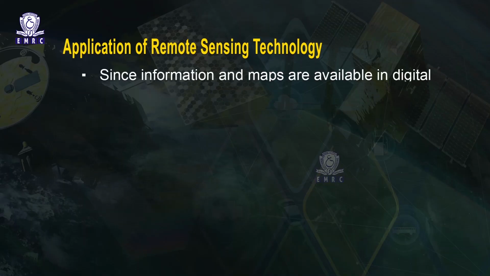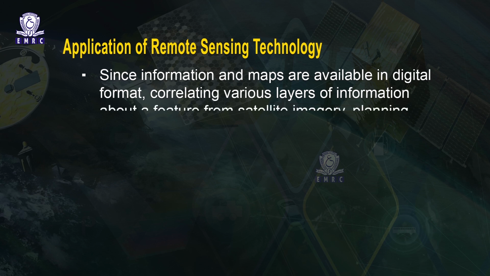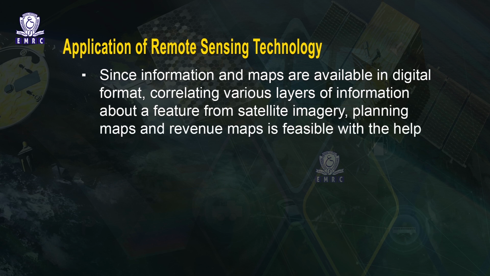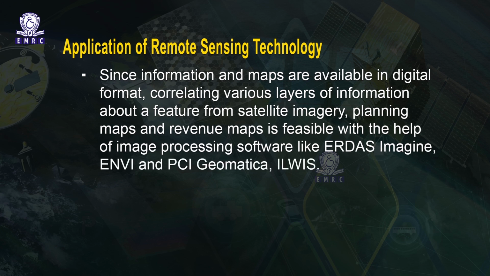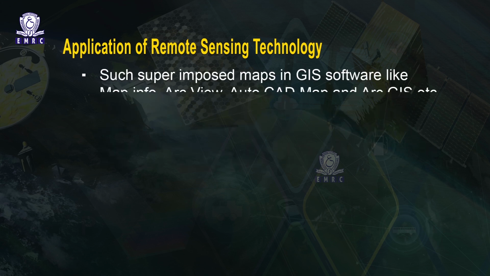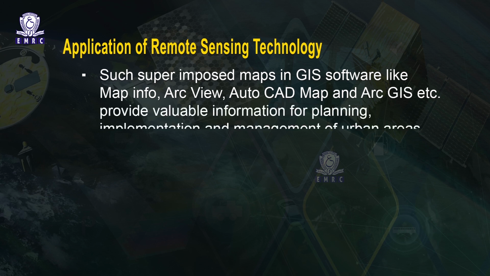Since information and maps are available in digital format, correlating various layers of information about a feature from satellite imagery, planning maps and revenue maps is feasible with the help of image processing software like ERDAS Imagine, ENVI, PCI Geomatica, ILWIS. Such superimposed maps in GIS software like MapInfo, ArcView, AutoCAD Map and ArcGIS, etc. provide valuable information for planning, implementation and management of urban areas.